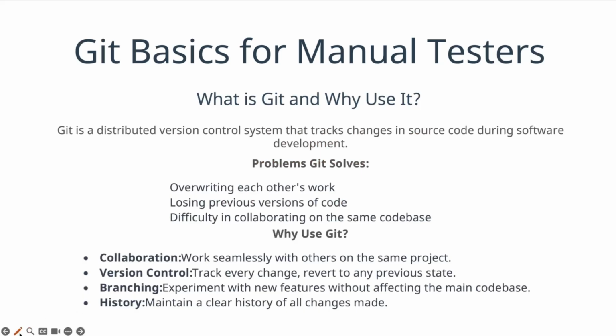In our earlier slides, we covered how Git prevents you from overwriting each other's work, how Git allows you not to lose your previous versions of the code, and how Git solves the difficulties we face in a collaborative central repository without Git. So Git solves that problem. And we also saw why you use Git. Collaborative, you have version control, you have a branching strategy, and it maintains history.